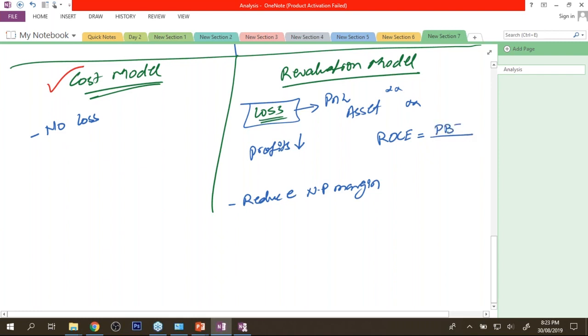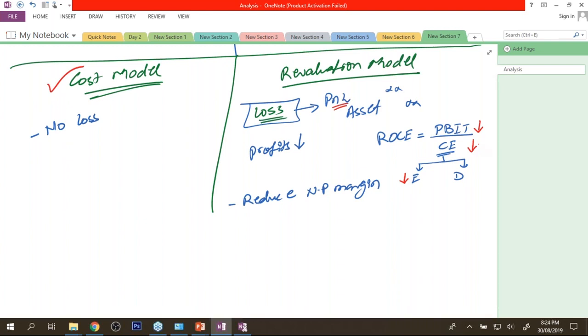So PBIT divided by capital employed, meaning equity plus the debt. Now, in case of revaluation loss, the profits will be reduced, and because the profits will be reduced, the ultimate retained earnings will also reduce, because all of the profits from the P&L go to the retained earnings. So the PBIT is also decreasing, and the capital employed is also decreasing. Both are actually decreasing.